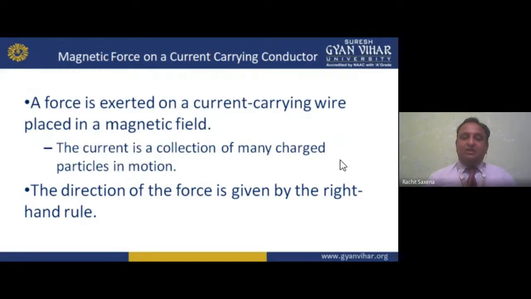Now the direction of the force is given by the right hand rule, like this. Motion of the conductor in a magnetic field induces EMF. So we can interpret like this.